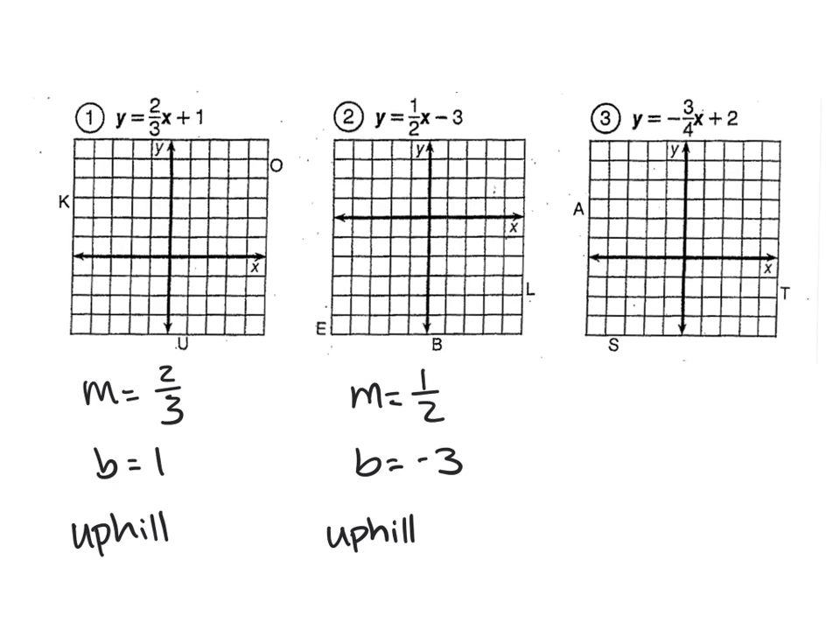Number three, what is our slope? Francisco? -3/4. What is my y-intercept? Suvecha? 2. Steven, uphill or downhill? Downhill. Why? Because it is negative. Okay.